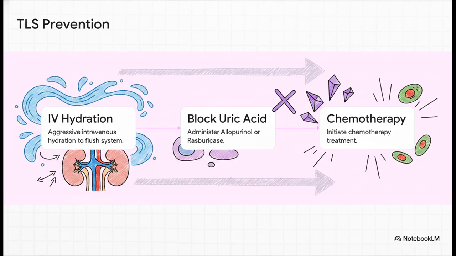Step 2, and this is before you give any cancer drugs, you administer allopurinol, which blocks that xanthine oxidase we just mentioned, or rasburicase, which is a recombinant urate oxidase that actually clears out the uric acid. Only then, at step 3, do you initiate the chemotherapy. Execution is everything here, folks. If you mix up this order, your patient goes into acute renal failure.